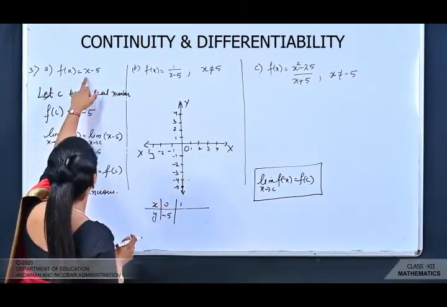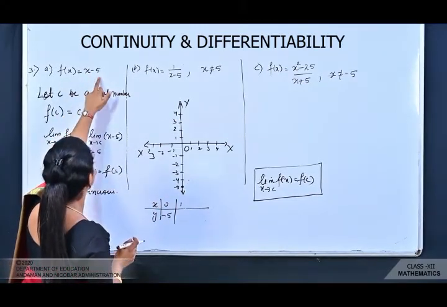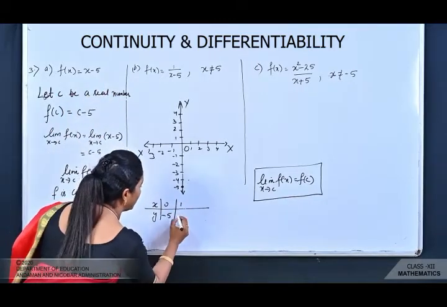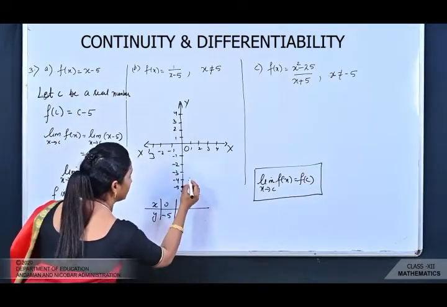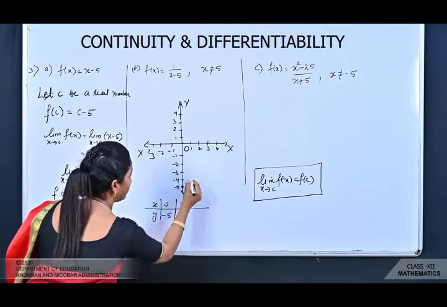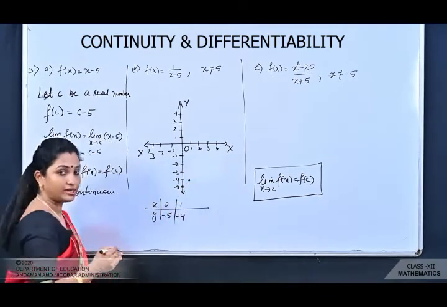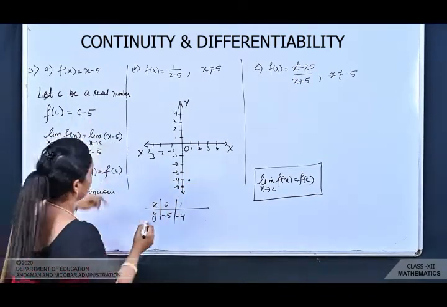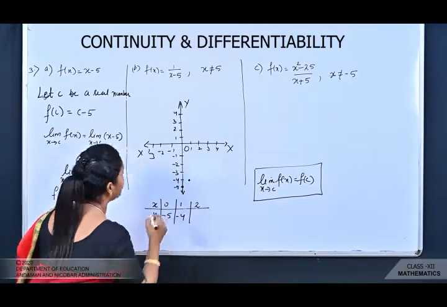When x is 1, y will be what? 1 minus 5, it is minus 4. Means जब x 1 होगा, y minus 4 होगा. मतलब आपको कैसे होगा? ये 1 पे x is 1, y minus 4. When x is 2, when you take the other number, x is 2, you are going to get what?